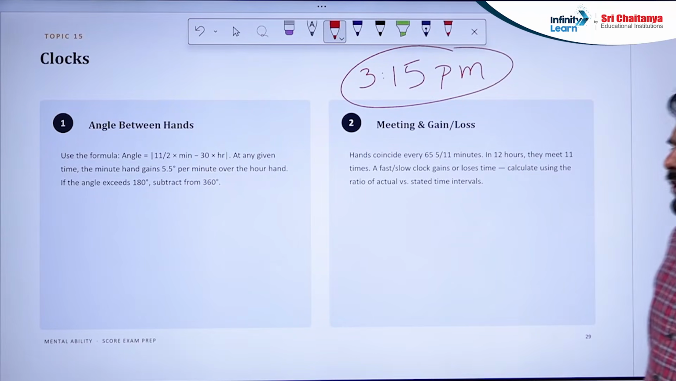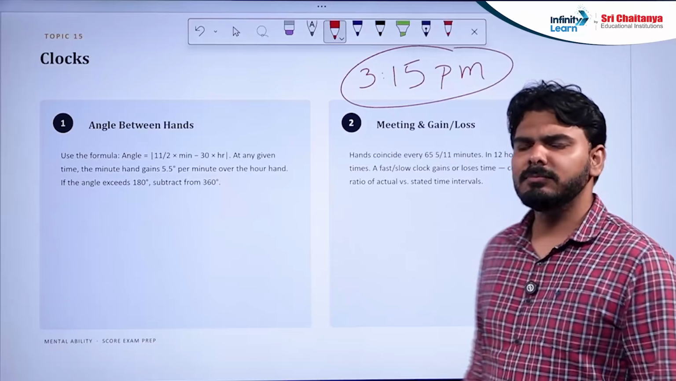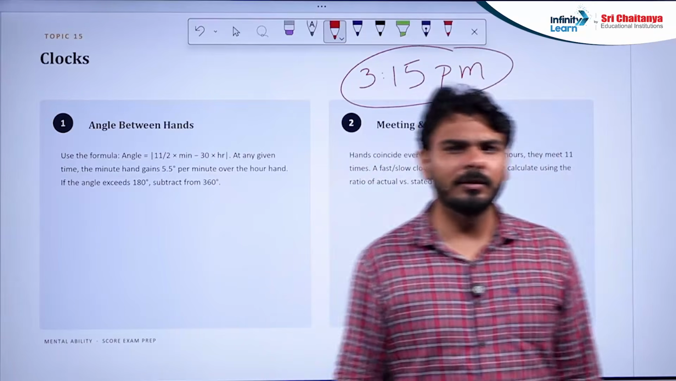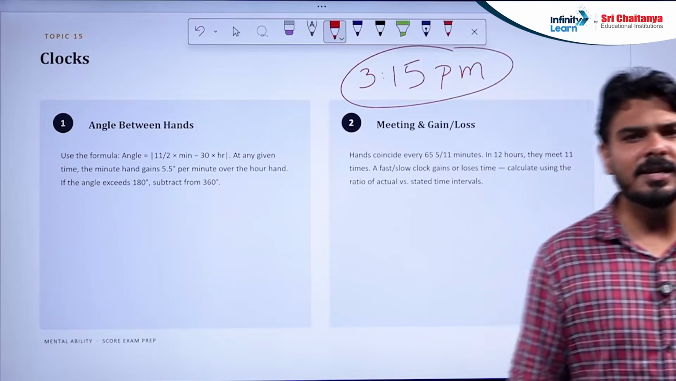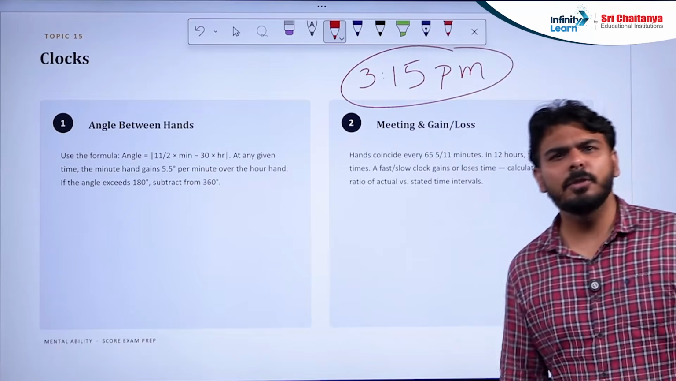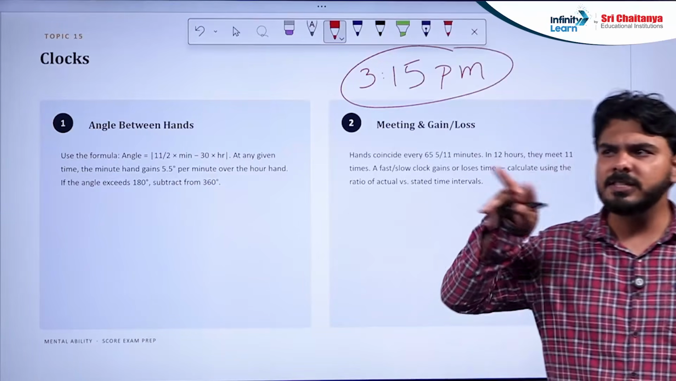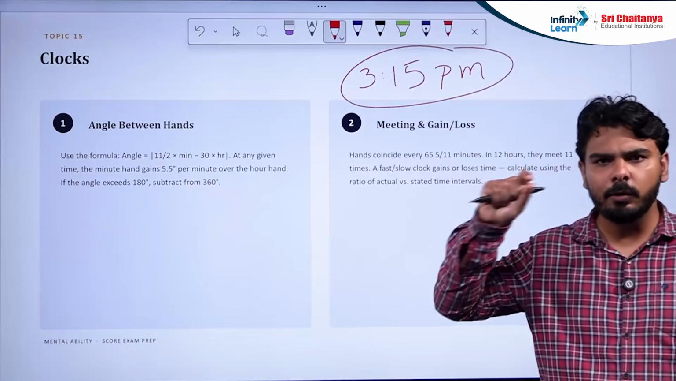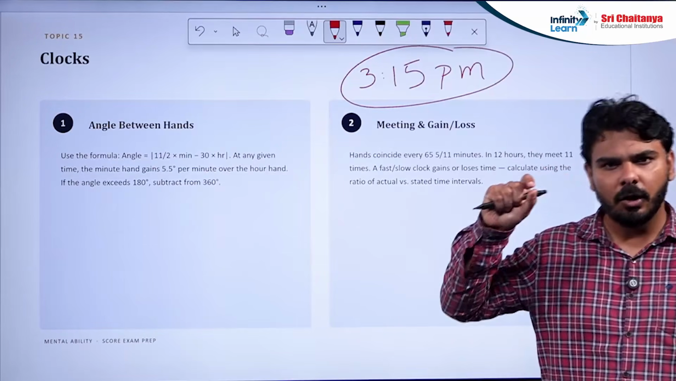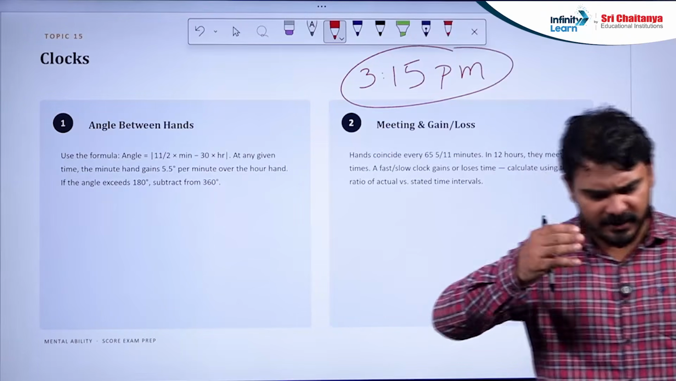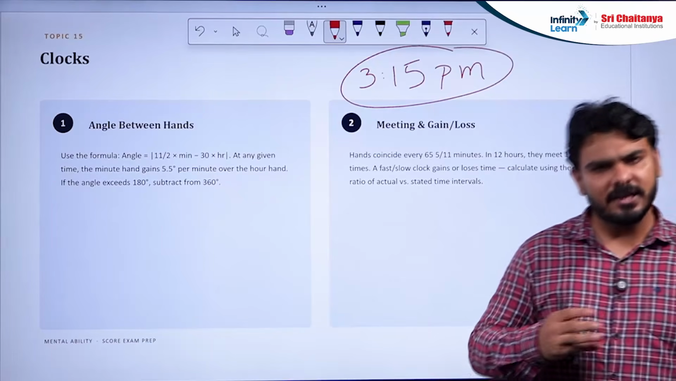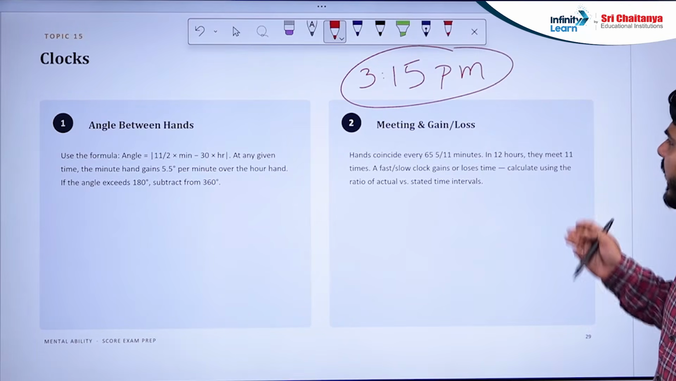Okay, so I think many of you might be getting 0 degree. Yes, okay, I think it's 0 now. Because at 3:15 p.m. you can see that at 3 both of these hands can be matching. The hour hand also, the minute hand also at 3. Okay, you're getting 0 degree.